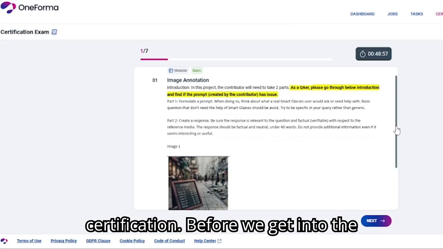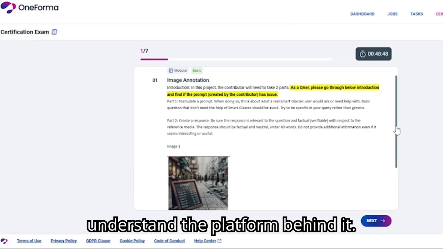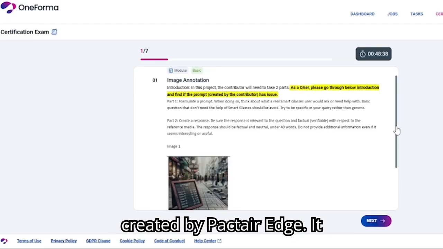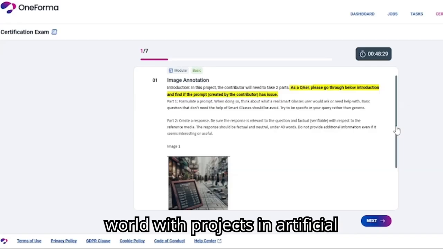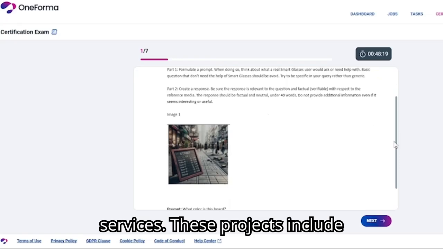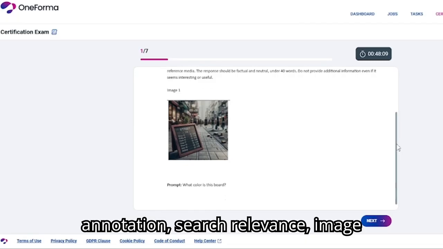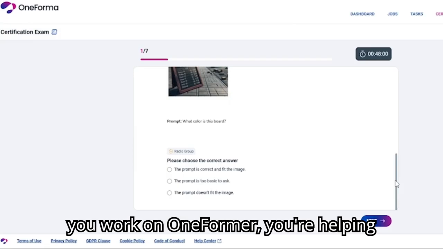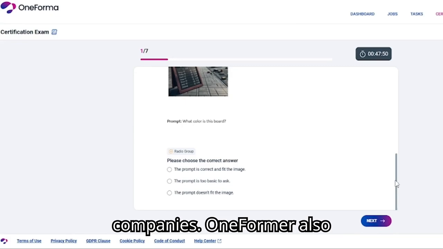certification. Before we get into the certification itself, let's step back and understand the platform behind it. Oneforma is a global digital platform created by Pactair Edge. It connects contributors from around the world with projects in artificial intelligence, machine learning, and data services. These projects include transcription, translation, data annotation, search relevance, image tagging, and more. Essentially, when you work on Oneforma, you're helping improve AI systems used by big tech companies.